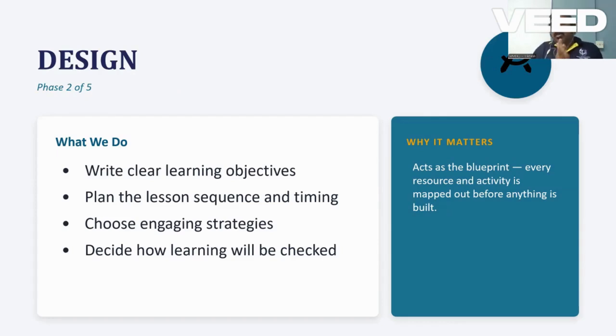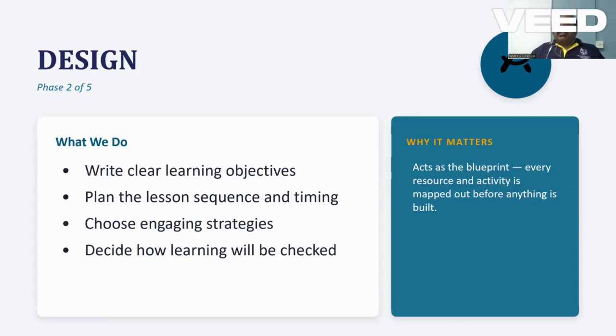The second phase is design. This acts as a blueprint where every resource and activity is mapped out before anything is built, so design here is very important. We write out our clear objective. That means students are supposed to clearly know the objective of input and output devices. We describe what input and output devices are all about.